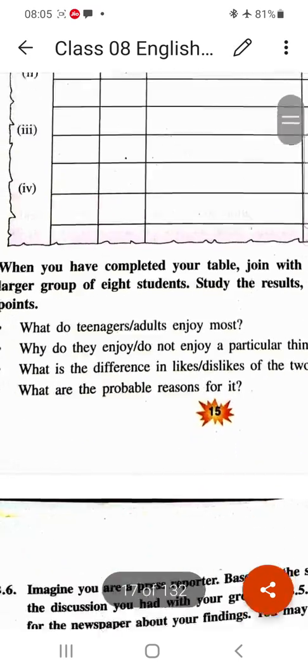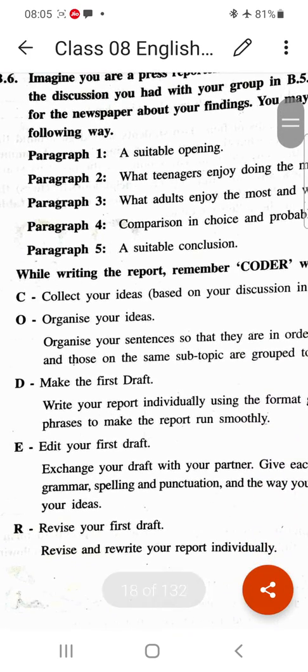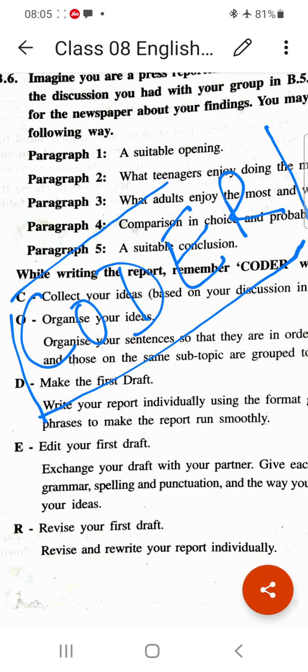Today I am going to discuss with you what is CODER. C-O-D-E-R. If you always keep this in mind, your writing segment will become very, very easy. This is a palindrome abbreviation. You can elaborate each one of the letters in the word CODER.